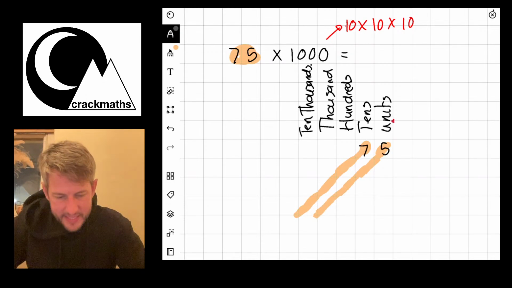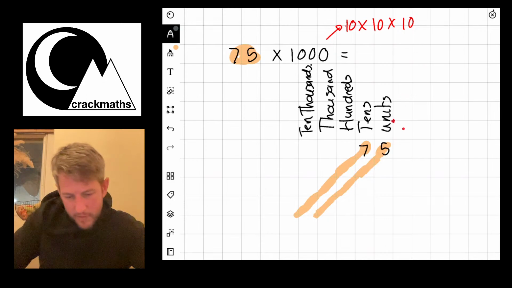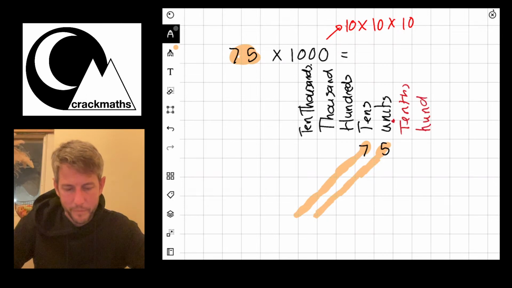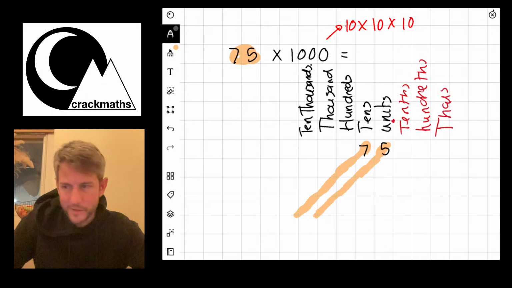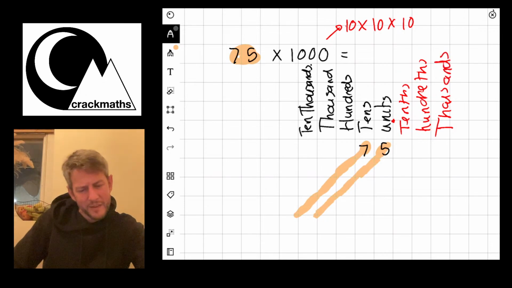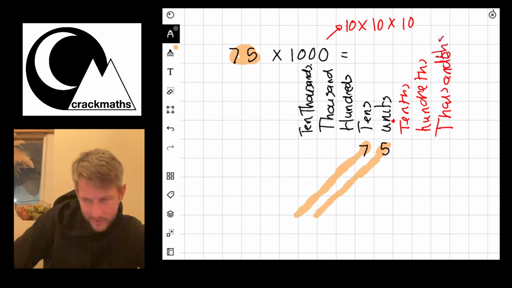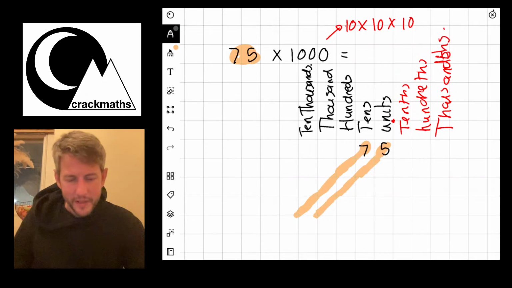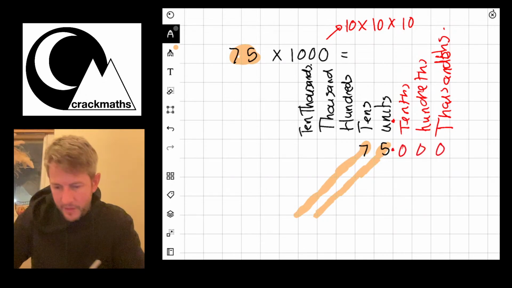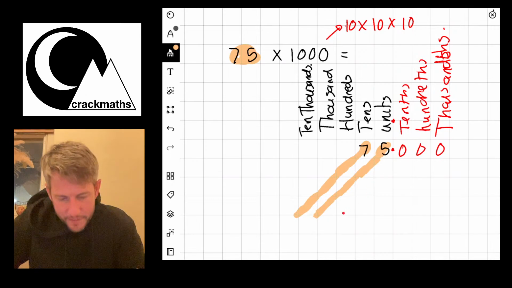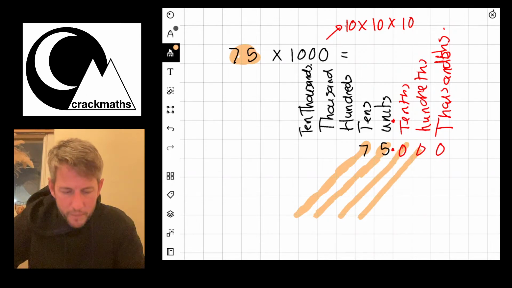If I put a decimal here and just mark these things, so remember that these are called tenths, these are called hundredths, and these are called thousandths. How do you spell thousandths? Like this. Okay. So what we get here is we put the dot there, and then I'll put these zeros in as well. So remember, these have to move as well. Everything, when we're multiplying the number by 10, has to move column.